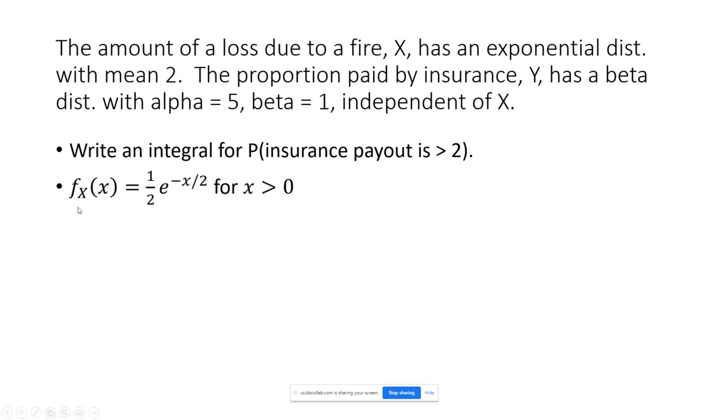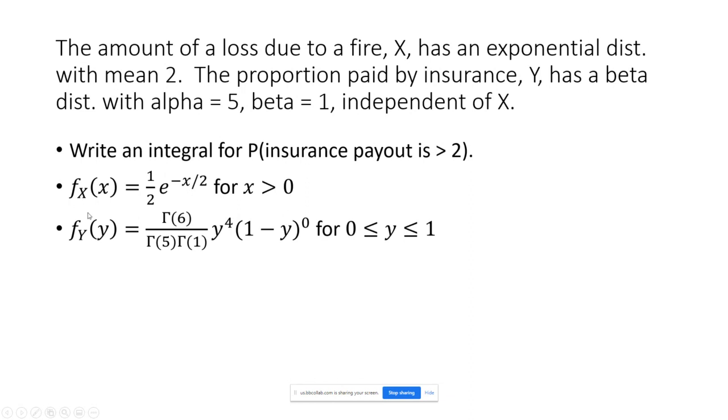All right, so our marginal density function for x should be an exponential density function with a mean of 2. So we have 1/2 e to the negative x over 2 for values of x greater than 0. And our marginal density function for y should be a beta distribution with alpha equal to 5 and beta equal to 1. So we have gamma of 6 over gamma of 5 times gamma of 1 times y to the 4th times 1 minus y quantity to the 0 for values of y between 0 and 1.